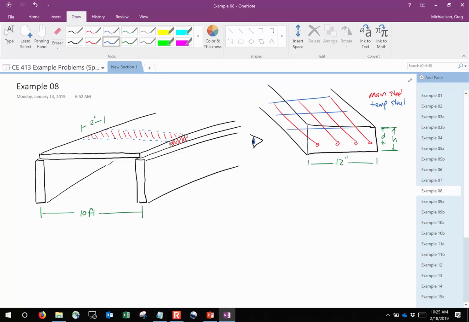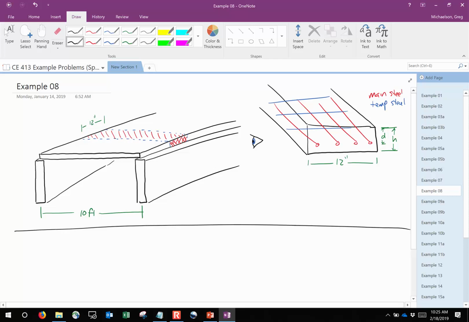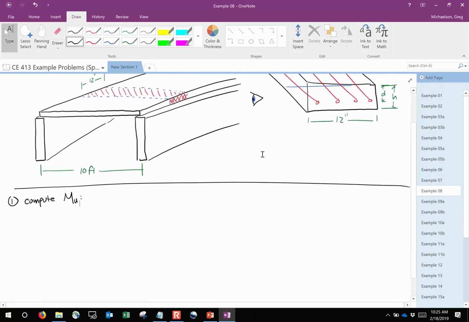Sound good? So I think this exercise is necessary to just make sure we all understand what we're looking at. Okay, so step 1 is always to compute our factored moment. Now let me scroll down a bit. Now, we know that b is 12 inches. Now, our height is going to be our minimum height, which comes from ACI. So anybody that has their slides in front of them, for a simply supported slab, what is that going to be?